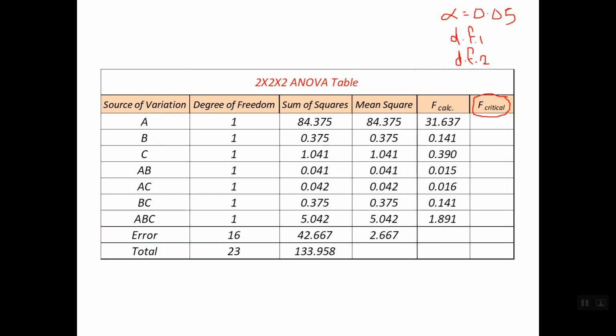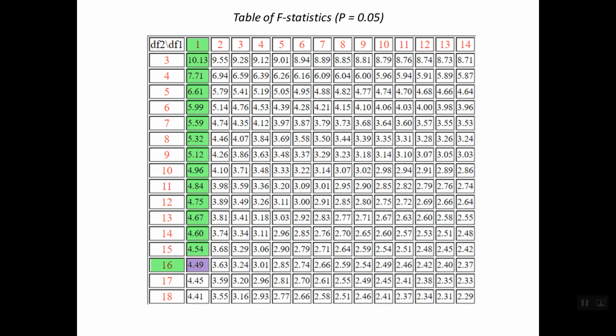Notice that all the degrees of freedom for the main factors and for the interactions are 1s. So all of these sources will have the same value of F critical. And the degree of freedom for the error is 16. So we can simply return back to one of the F distribution tables for probability or significance of 0.05.